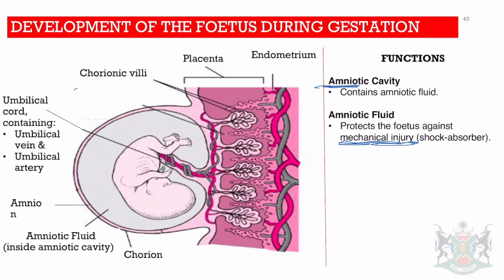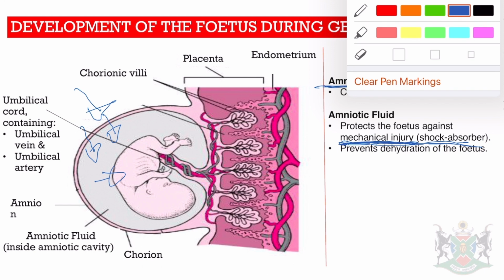So if there's any physical or mechanical force that comes from the outside, let's say, for example, the mother bumps into a table, some of the forces will be absorbed by this fluid, and minimal force will reach the growing fetus. So it is a shock absorber because it absorbs mechanical forces or physical forces so as to protect the fetus.